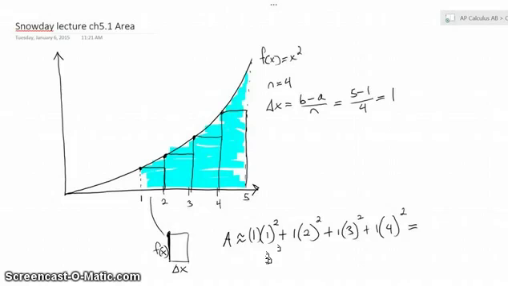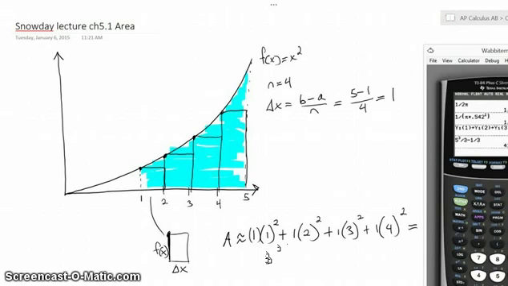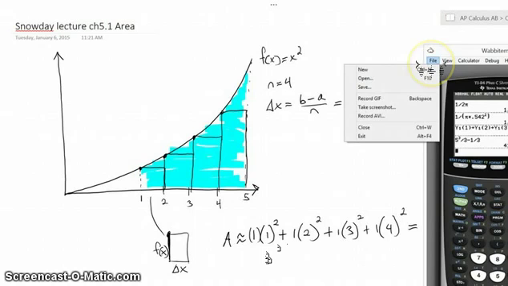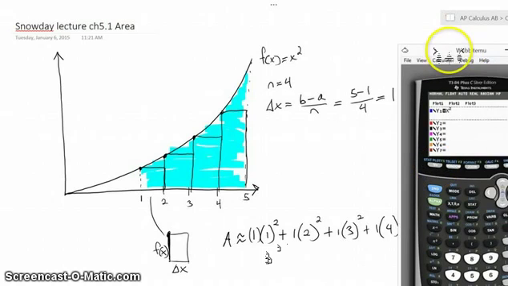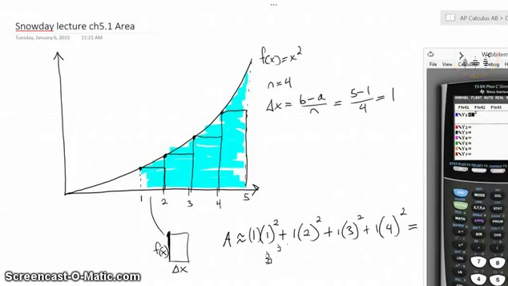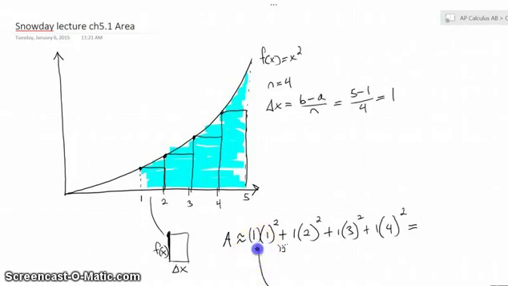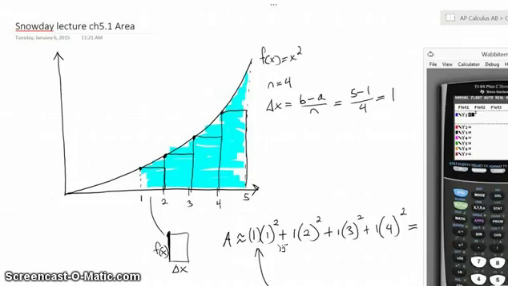Okay, so now we need to evaluate this. We could do this by hand, but let me show you a trick that you can use with your calculator to make this a little bit less tedious. So the first thing that we can do is we can go into y equals, and the function that we're trying to evaluate is 1 times x squared, evaluated at a couple different points. So we can define a function y1 that's equal to x squared.